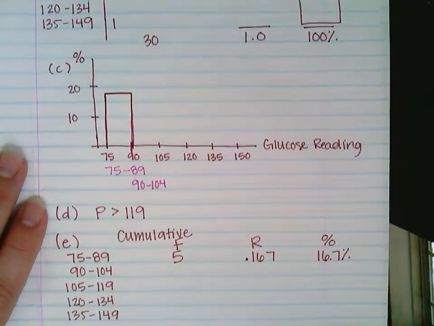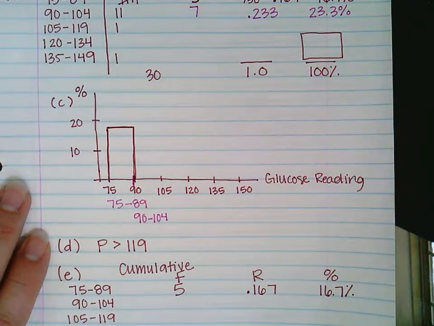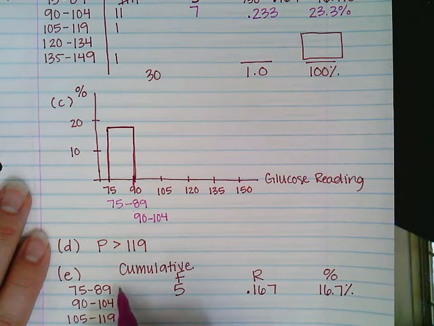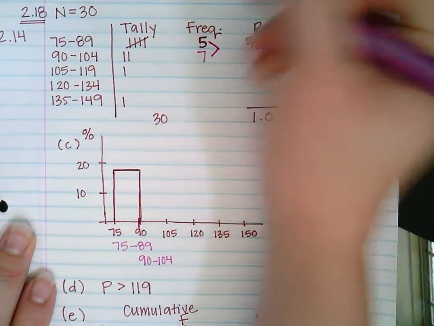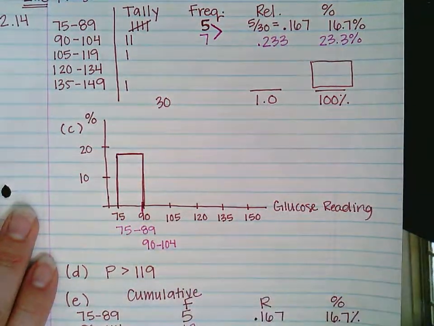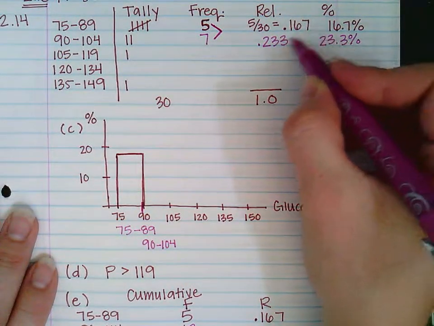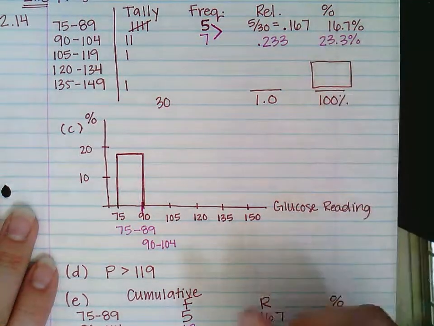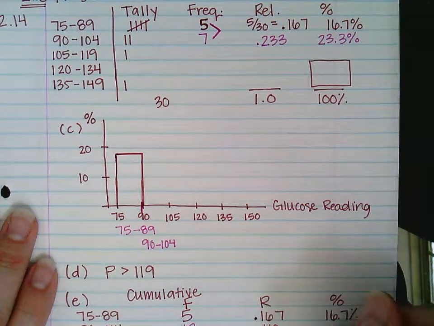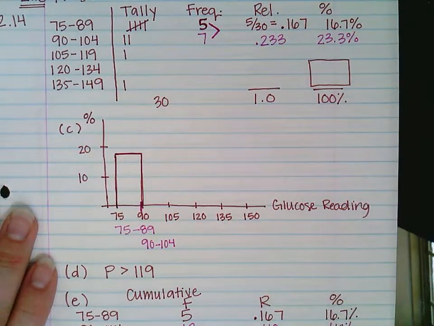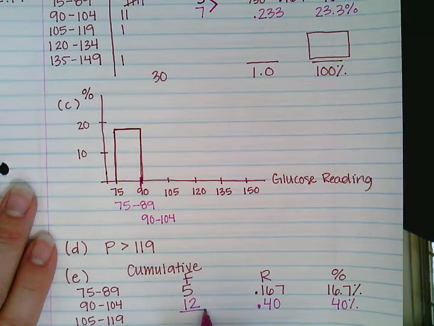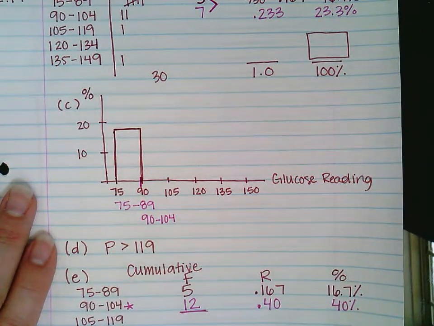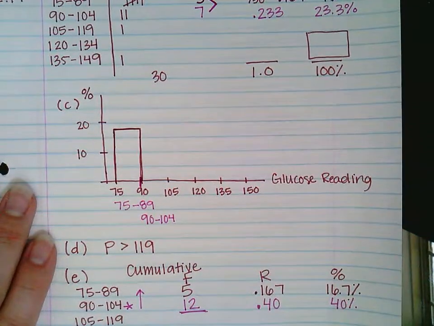So how this works is the next row is everything that or smaller. So 104 or less. So I'm going to actually add these two pieces to get 12. I'm going to add these two pieces here. What would that give me? 40, so 0.4, and then 40%. So it's now 12 people are at this benchmark of glucose or less.